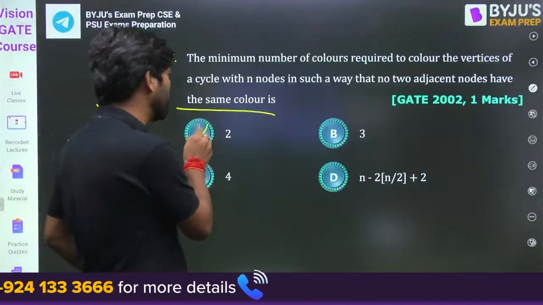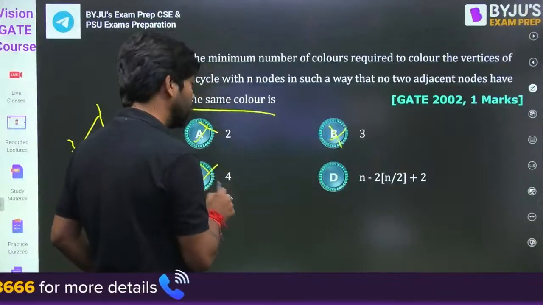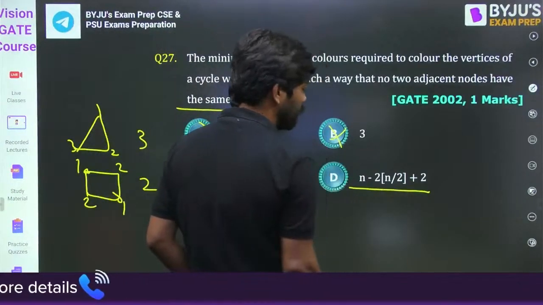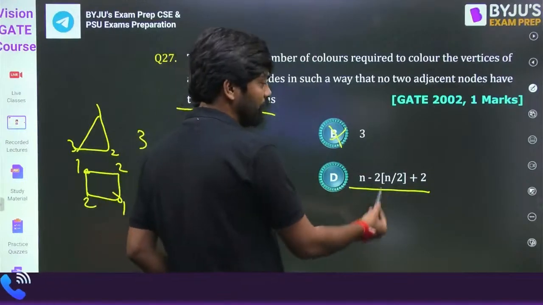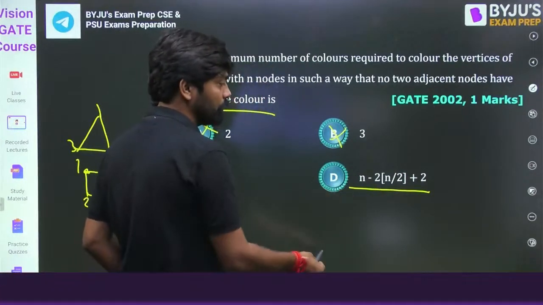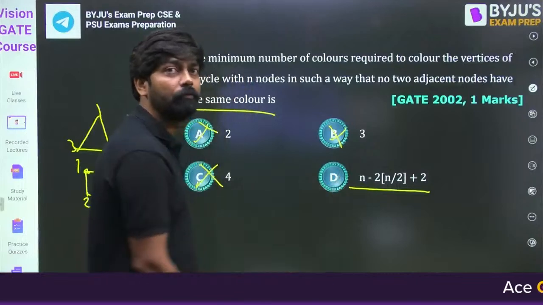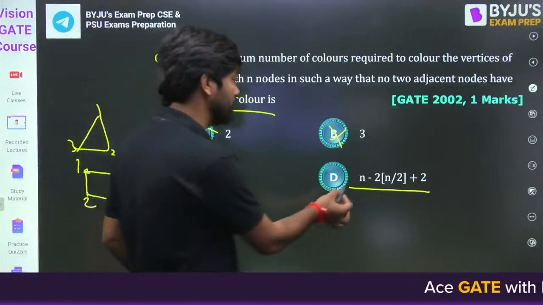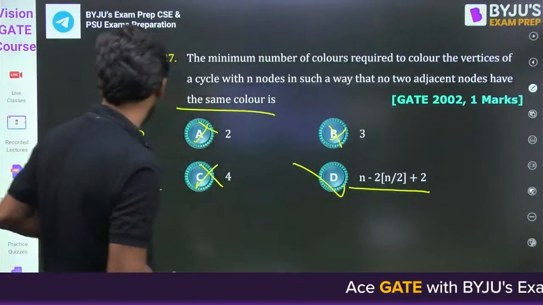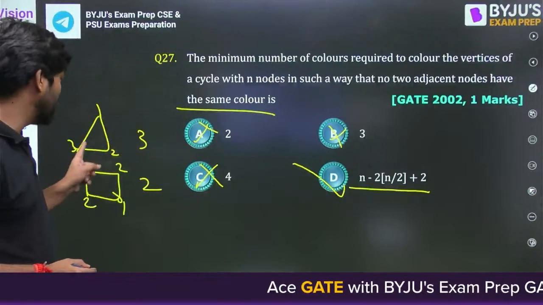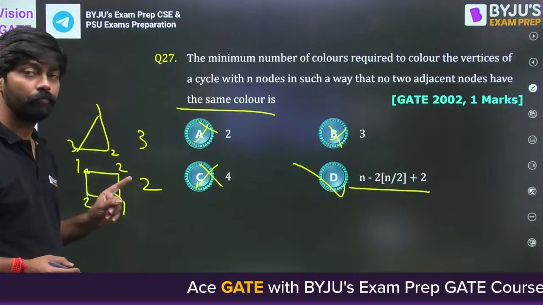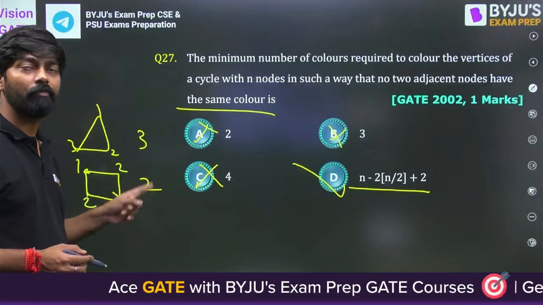So obviously 2, 3, 4 will not be the option. If you go with this one, it will be the answer. If you put it here, this option will be satisfied. So D for Delhi is the right answer, because already I told in the class, for odd it is 3 and for even it is 2.